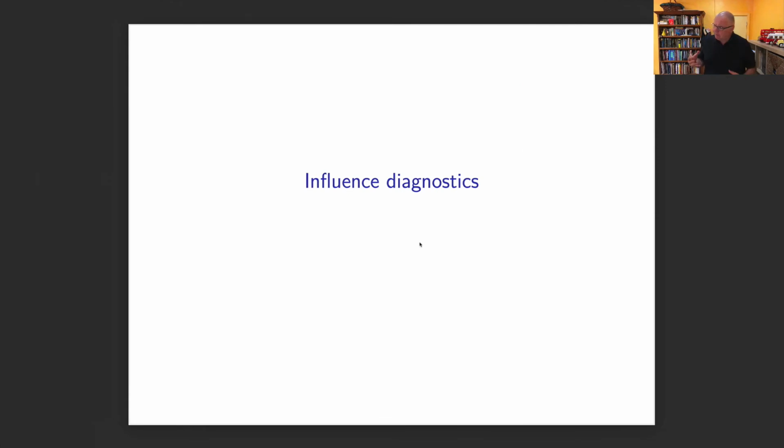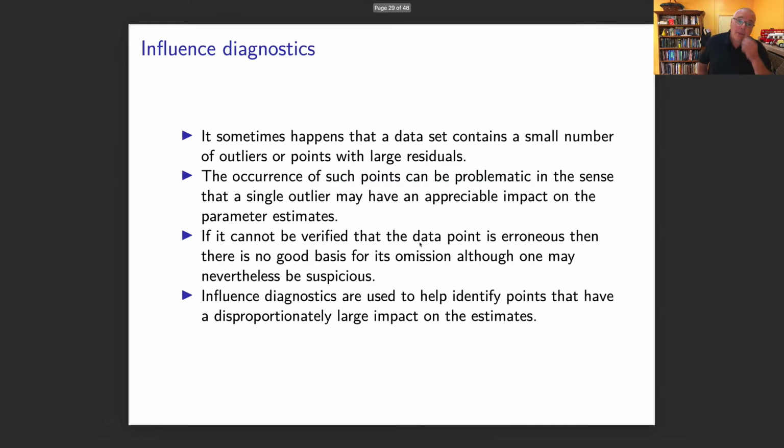Okay, so we're now going to look at what we call influence diagnostics. The whole idea of this is that maybe some of your points don't lie near the rest. Is that causing a problem? Sometimes we'll get what we call potential outliers, and when we see these, we want to know: are they having a major impact?